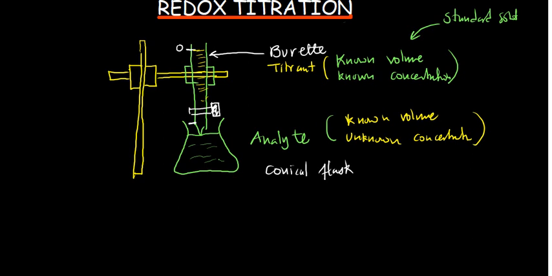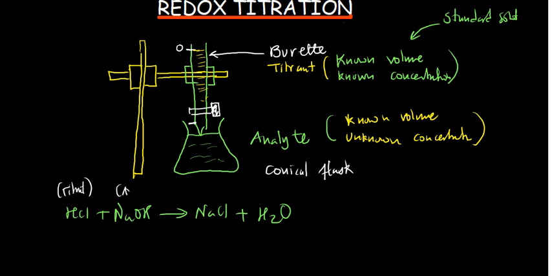Remember, for a chemical reaction, let's say you are using hydrochloric acid and sodium hydroxide. This type of reaction is called a neutralization reaction. This is going to form sodium chloride and water. But how do you know that the reaction is complete? Remember, you don't know the concentration of the thing that is in the conical flask. As you are adding from the burette, let's say this one is the titrant, the one that you are adding to the analyte.